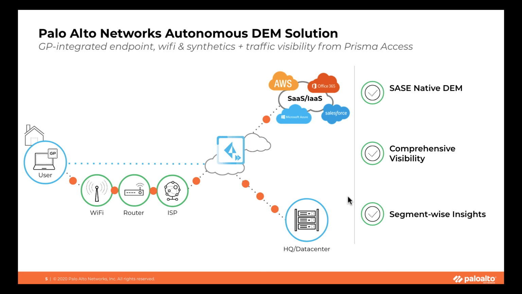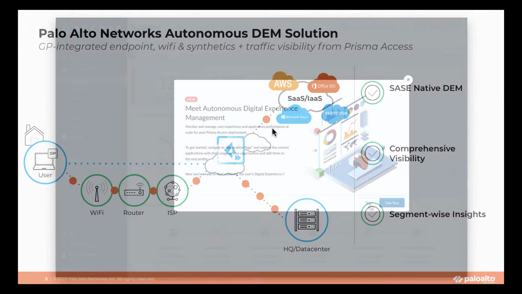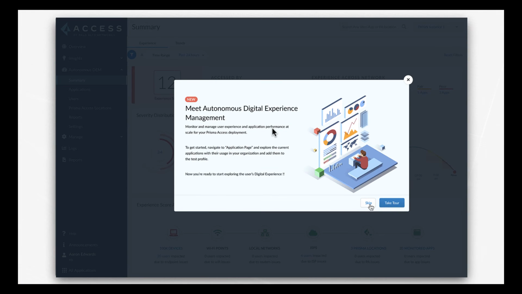Palo Alto Networks Autonomous DEM solution, or ADEM for short, is the industry first SASE native DEM. This solution gives us visibility and user experience when users are at home, across their Wi-Fi, local area network, and going to private applications or public SaaS applications. It also provides you segment-wise insights along the entire network path. Let's drill into some examples of what ADEM can do for your organization.